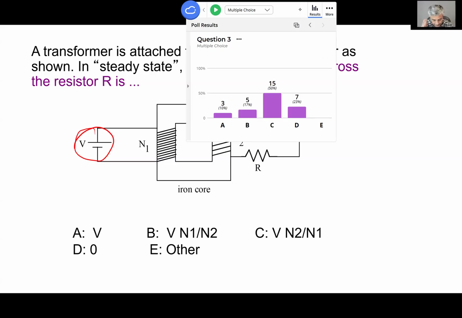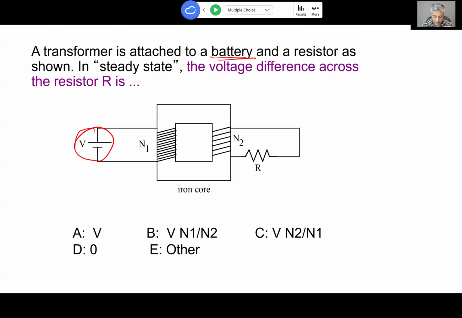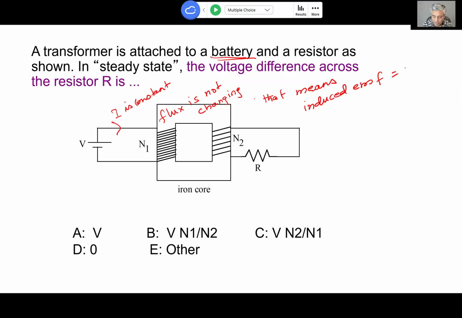So mostly we are getting C. Okay, so this is a battery. That means current is constant. What does that mean? Flux is not changing. So that means induced EMF is going to be 0. Okay, so we need an AC source, but this is a battery. It is not alternating. It's not changing. So because of that, there is not going to be any induced voltage here in this case.